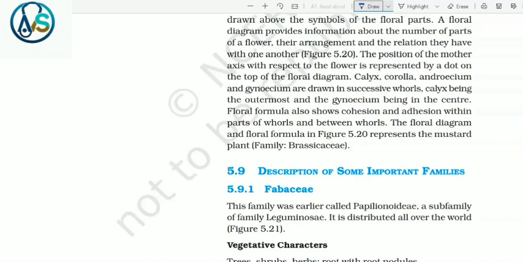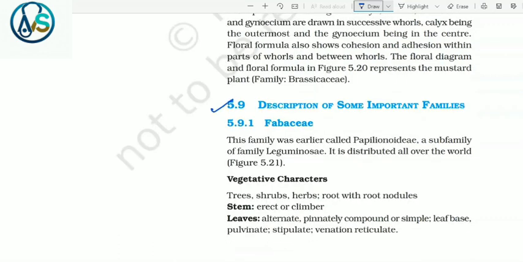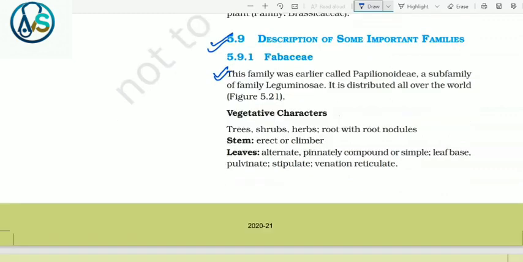The floral diagram and floral formula presented in figure 5.20 represent the mustard plant. Family is Brassicaceae. 5.9 Description of some important families. 5.9.1 Fabaceae. This family was earlier called Papilionoideae, a subfamily of Leguminosae. It is distributed all over the world.